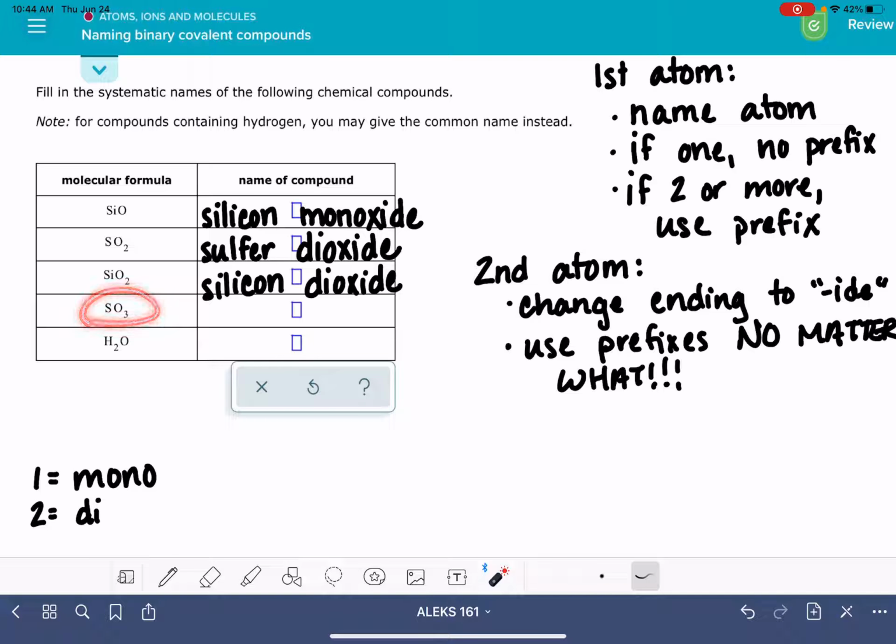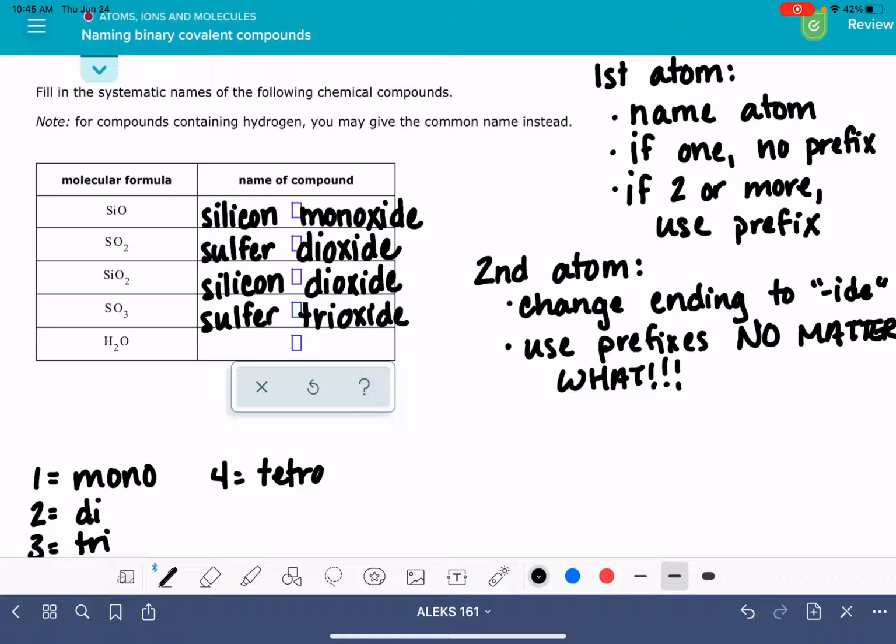Third molecule, we have sulfur again. There's only one, so we don't use a prefix for that. For our second atom, we have 3 oxygens. The prefix for 3 is tri, so this would be trioxide. The prefix for 4, which is not going to come up here, is tetra. For 5 is penta. You can look these up.